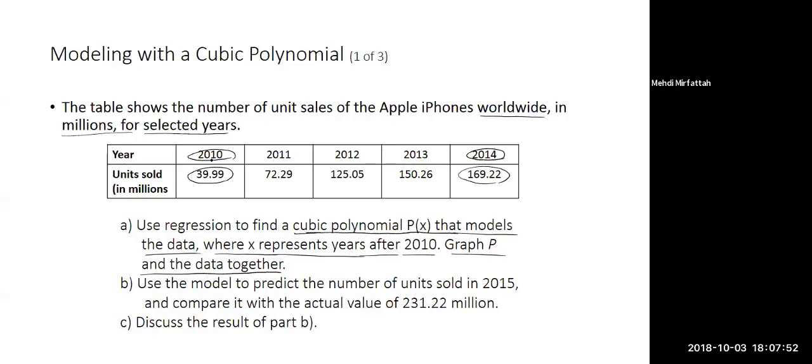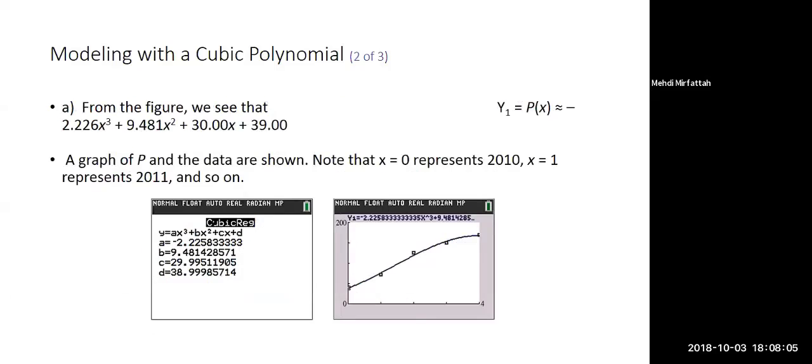Please make sure you know how to use your calculator. If you're using a TI calculator, there are tons of sessions already posted in class for using the right keys to enter the values into the calculator. And then when you get the regression, this would be given to you on your calculator. These would be the coefficients of x cubed, x squared, x, and the constant. This is what you should get on your calculator.